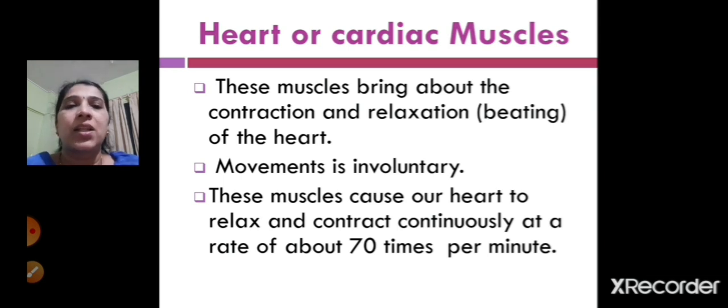place naturally. These muscles cause our heart to relax and contract continuously at a rate of about 70 times per minute. So in 1 minute, how many times? 70 times. It contracts and relaxes continuously. So your heart or cardiac muscles bring about the contraction and relaxation of the heart, and these movements are involuntary. And the contraction and relaxation occur continuously at a rate of about 70 times per minute.